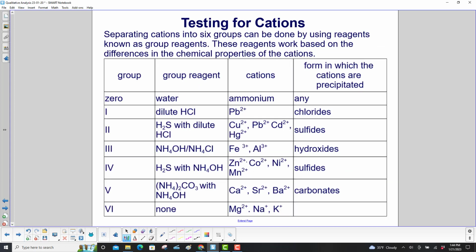Separating cations into 6 groups can be done by using reagents known as group reagents. These reagents work based on the differences in the chemical properties of the cations. So please pause the video here. This shows you the cations, and this shows the form in which they're precipitated. So take some time and check out all these reagents and cations. And when you're ready, unpause the video and move on, please.